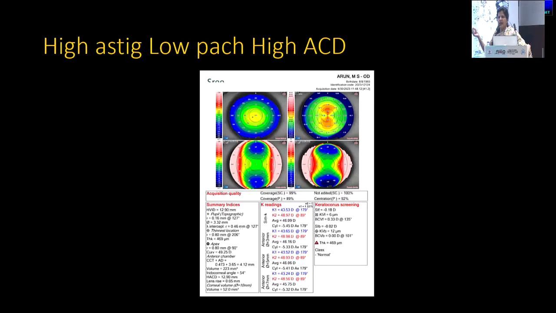But still, I would not do it, because there is a point where you have to say no. Whether you keep 460 or 470 or 500, whatever your correction, I'd suggest not to go below 470. Then you should say no, however small the correction is. So with a good AC depth of 3.65 and a large white to white, you can see the topmost number 12.9, this patient is an ideal candidate for an ICL.